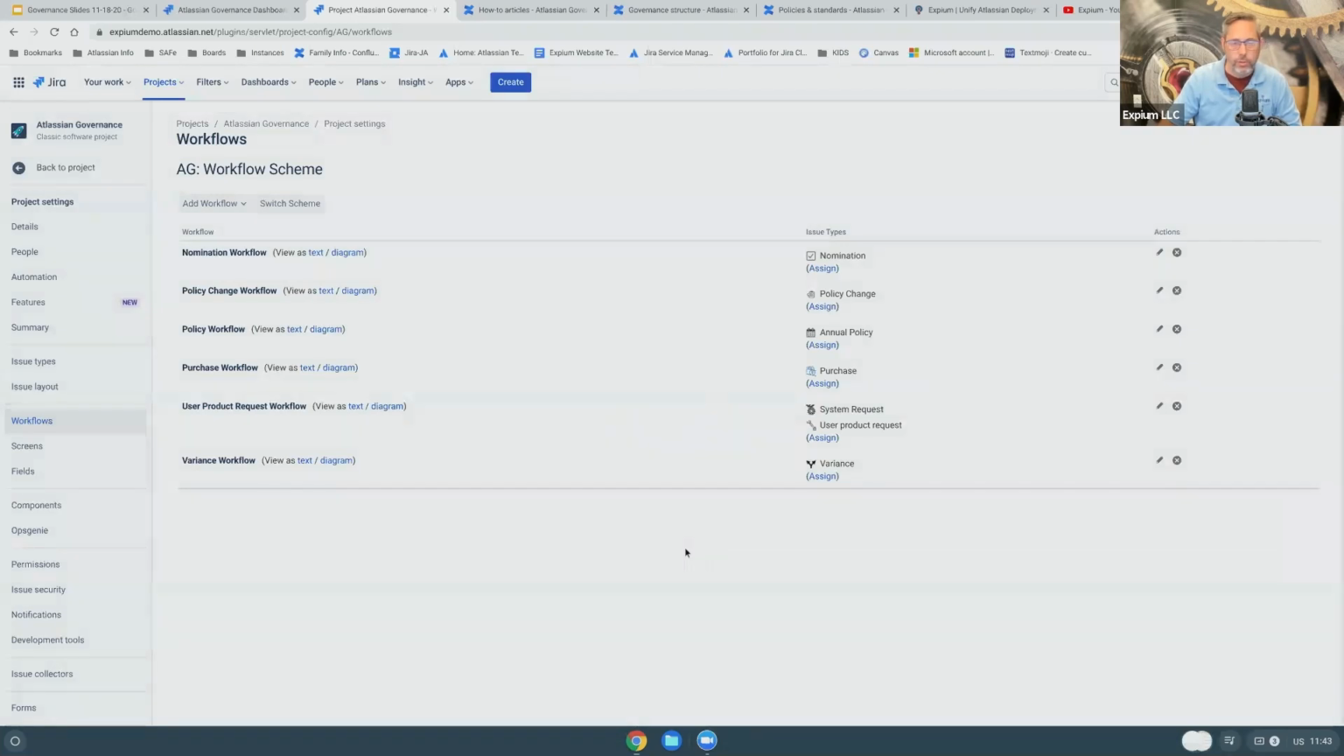How about if a user wants to purchase an add-on? I've got 1,000 users in my instance, and Bob decides that he wants a new add-on. Well, we know that's going to cost us the price times 1,000 users. So is there a way we can manage that in governance? What if we have a user product request workflow? You can do the same thing also with a user system request workflow.